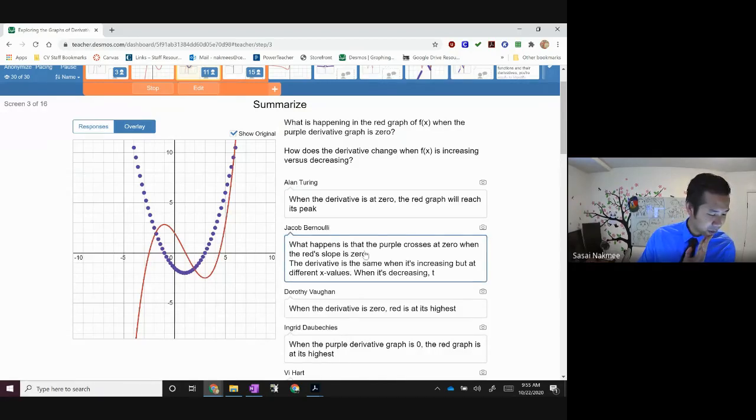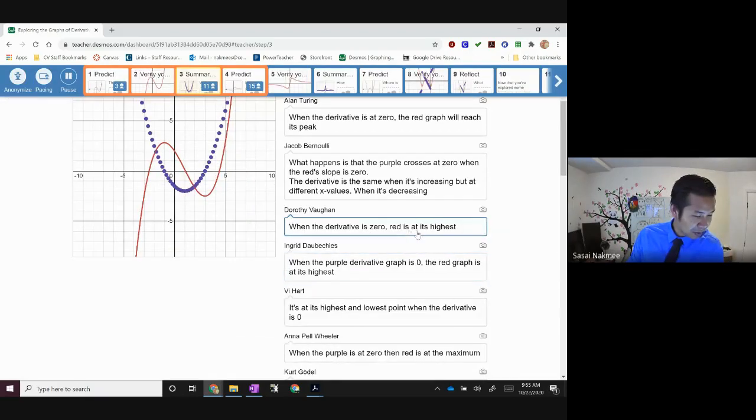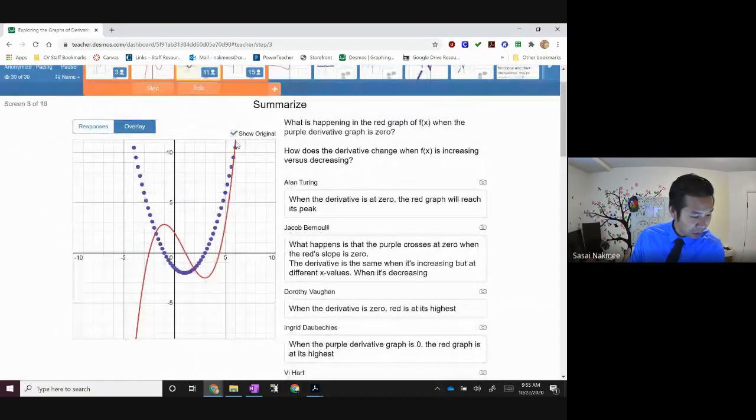What happens is that the purple crosses at 0 when the red slope is at 0. That's exactly it, right? When the slope of what, though? Make sure you say it's the slope of the tangent line. The slope of the tangent line is 0 here and here, right? When the derivative is 0, red is at its highest. Be careful with that, though, okay? It's also higher over here than it is right here, right?